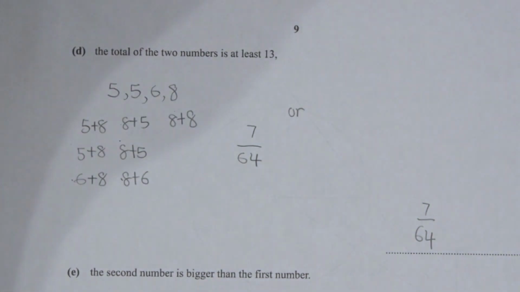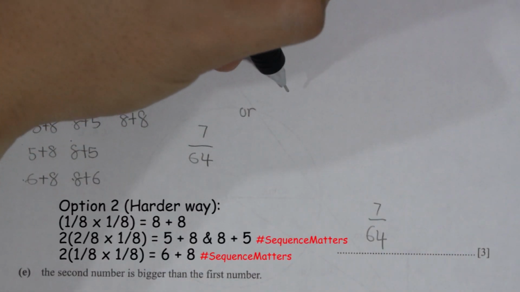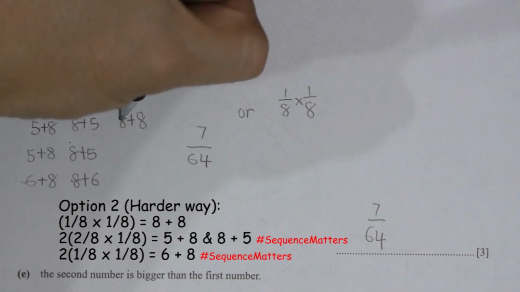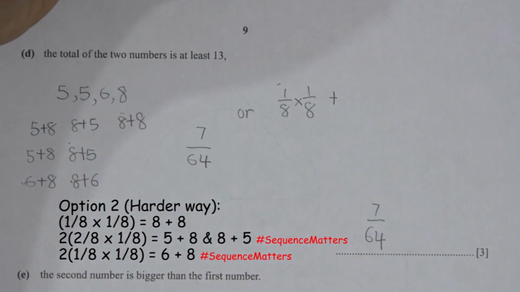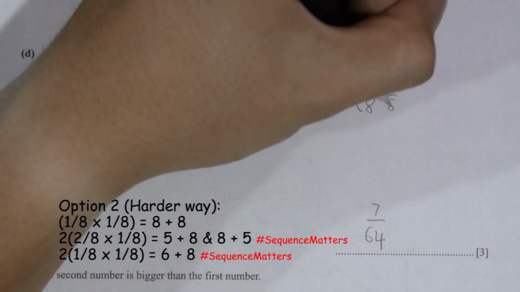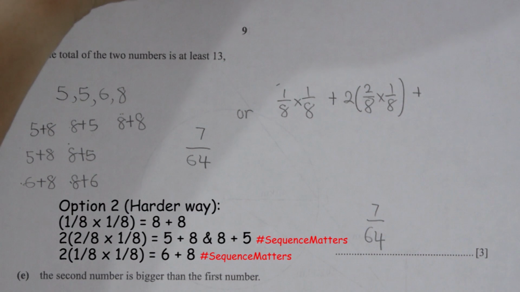However, you don't know the denominator, right? So the trick here is this. All you need to do is square the total number. The total possible outcome is 8, so square it, then you get 64. So the answer is 7 over 64. Or you can do it the previous method that I had.